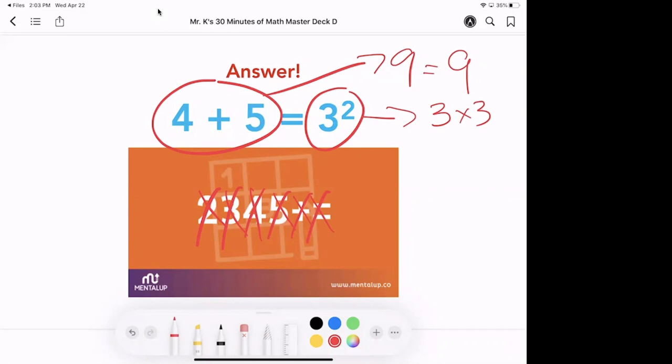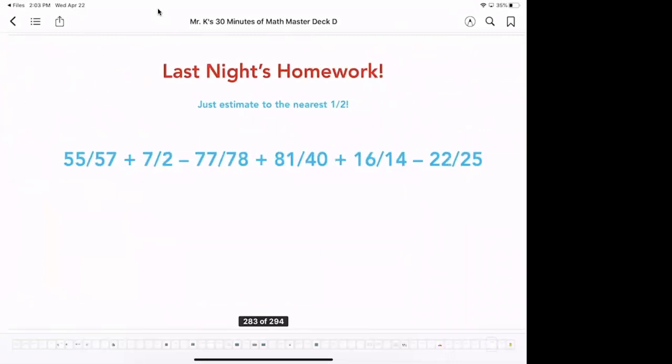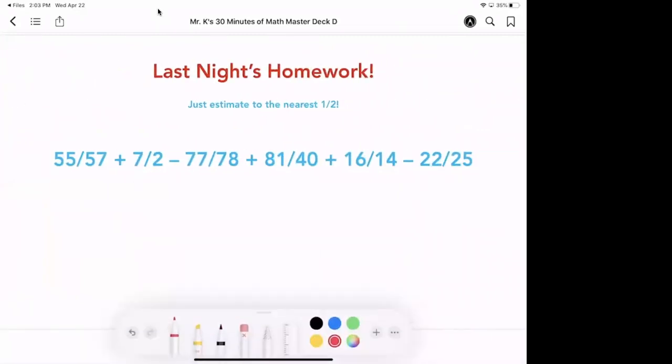All right, let's move on to our fractions work for today. This was our homework from last night. And remember, all we were doing is estimating to the nearest half. We didn't need to solve these exactly, just wanted to do estimates to the nearest half. All right, so let's take a look. 55/57ths. Well, that is really close to 57/57ths, which would be 1 whole, okay?